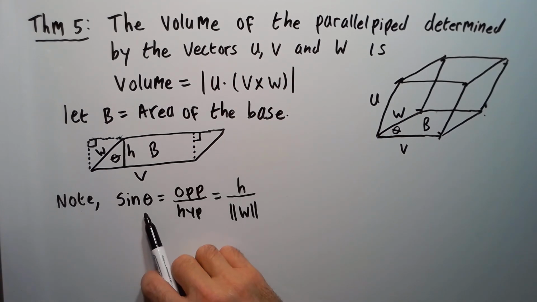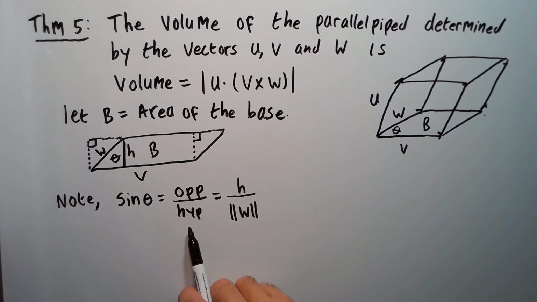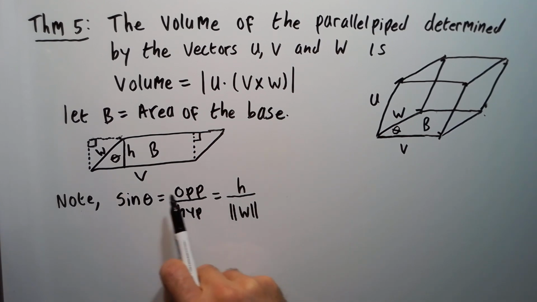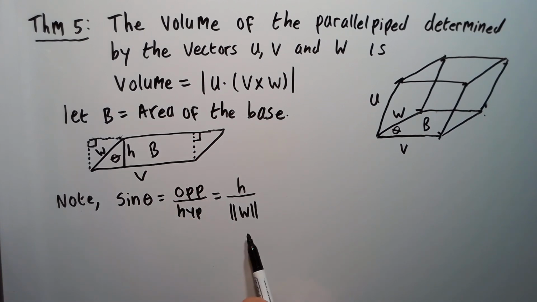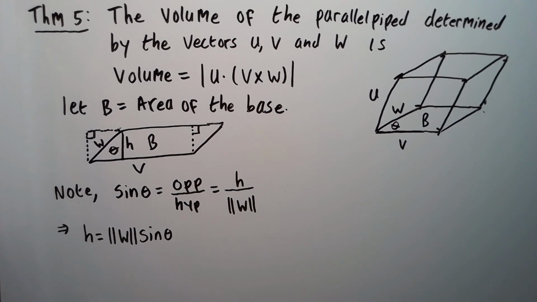So I'll have sine of theta equals opposite over hypotenuse. The opposite side is h. Hypotenuse is w, well actually magnitude of w. We can then solve this for h. Let's do that. Multiplying both sides by magnitude of w, we get h equals magnitude of w times sine theta.